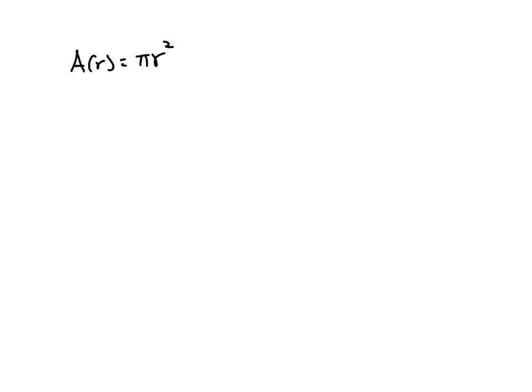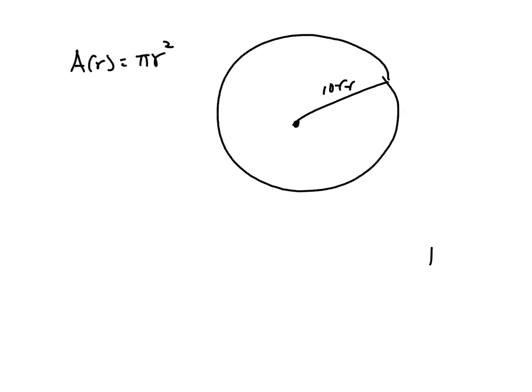Well, if you think about this, the post is here, here's the tether, so essentially you're making a circle with a radius of 10 feet. So the area of 10 is just going to be 3.14 times 10 squared. It's 314 square feet.